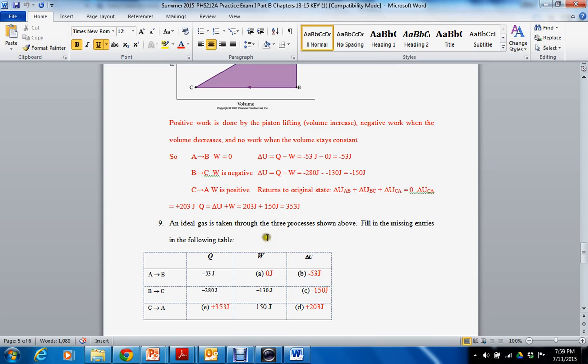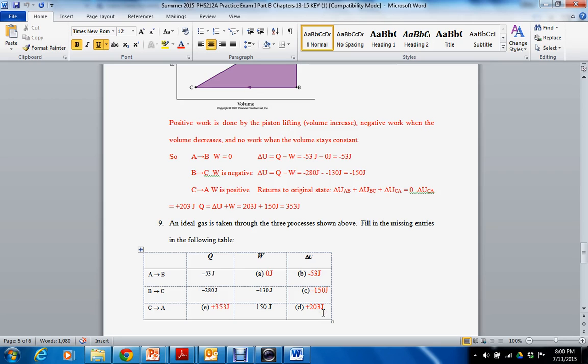C to A, it's going to return to its original state. If it goes back to its original state, then all of the changes in internal energy, if we had a decrease here for part B and another decrease for part C, we have to add all of that back in to get back to its original state. So we just take negative plus negative and then find out what we need to add to it to make it be 0. So it'd be 203 joules.